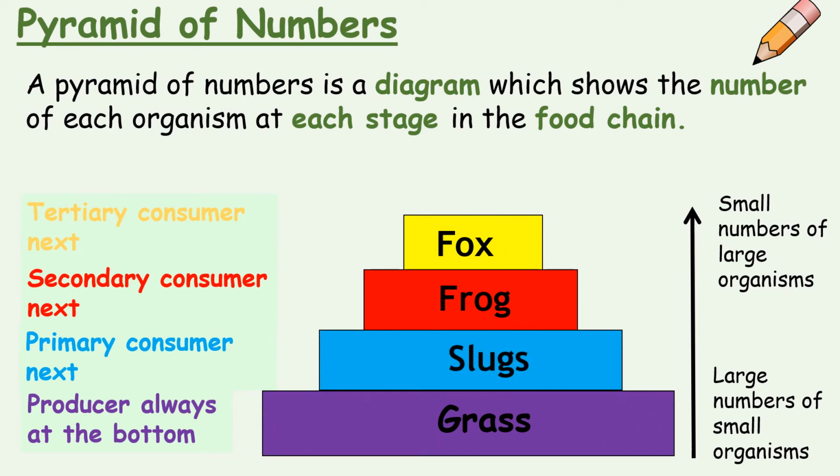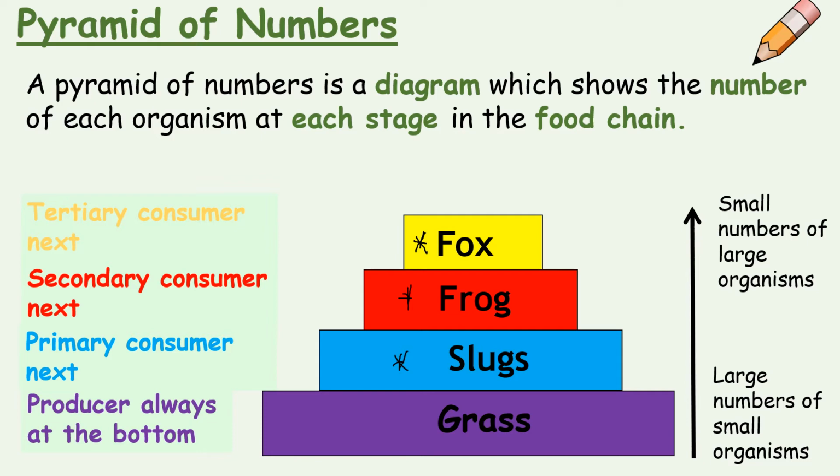In a pyramid of numbers, the producer is always at the bottom of the pyramid. So in this case, it would be the grass, because that is the producer. Then there is the primary consumer next on the top, which would be the slugs. And then above the slugs, you would put the secondary consumer, which would be the frogs. And then above the frogs, you'd put the tertiary consumer, which would be the fox.